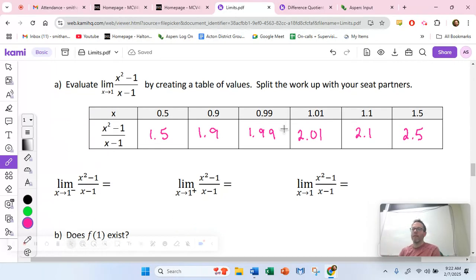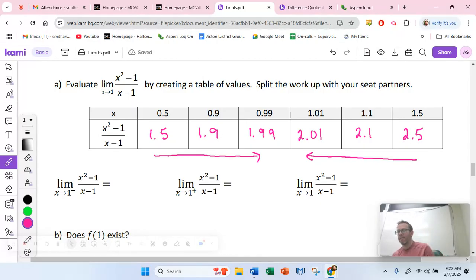All right, so can you guys have a think? I'll wait 30 seconds. As we approach 1 from the left-hand side, does it look like we're approaching some value? As we approach x equals 1 from the right, does it look like we're approaching some value? If the answer is yes, and they're the same, then possibly this limit exists. Does it look like they're all approaching the same value?